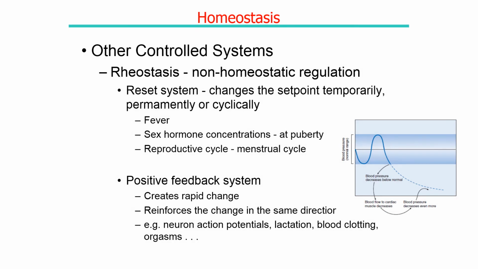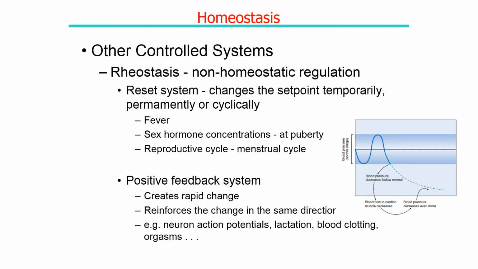There are various other control systems in the animal body. They are called rheostasis, that is, non-homeostatic regulation. These regulations change the set point temporarily, permanently or cyclically. For example, in fever, the temperature of the body is increased. That is due to an increase in the set point. It is not the normal fluctuation, or an increase above the normal value. It is the actual shifting of the set point above 37 degrees centigrade, which is the normal set point.